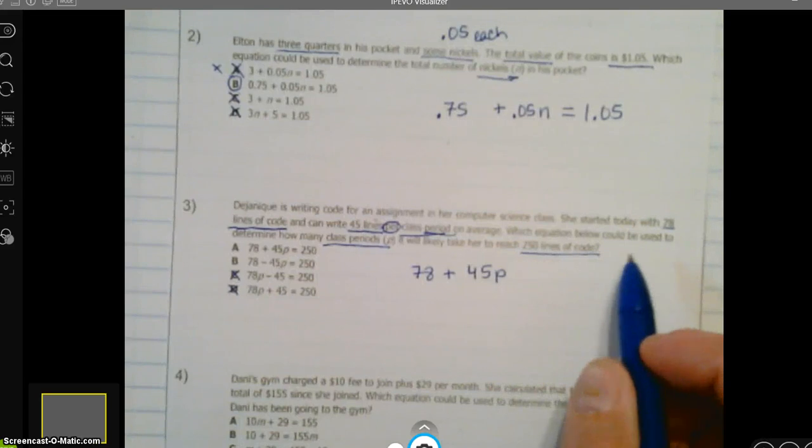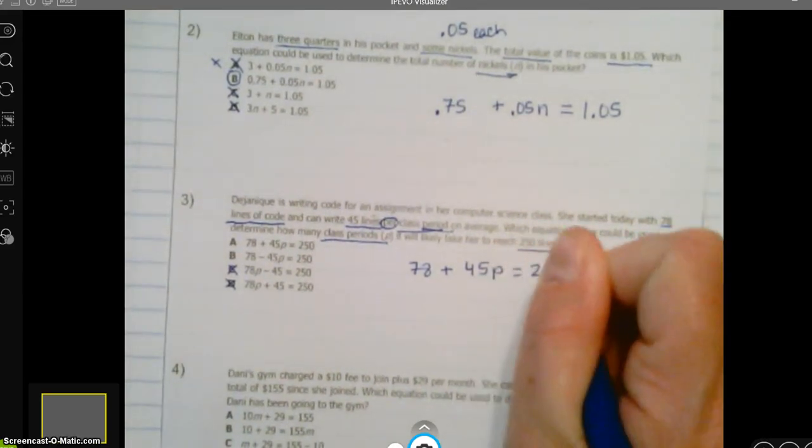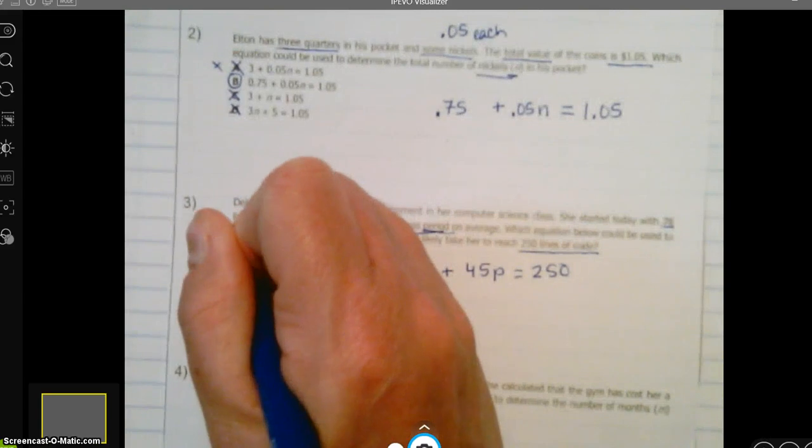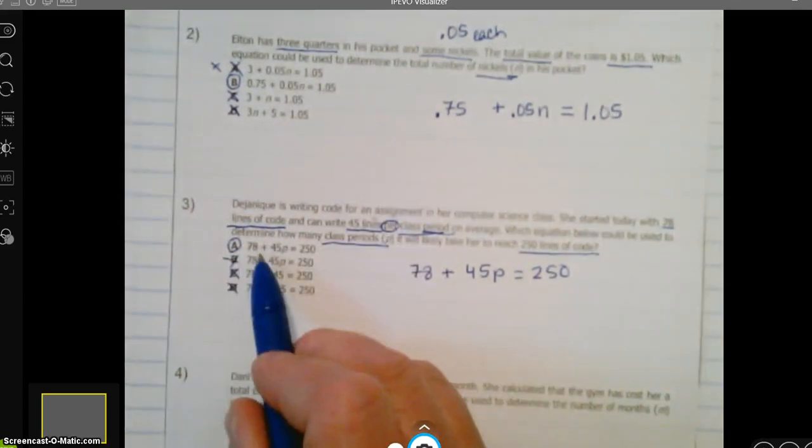Which equation can be used to find the total of 250 lines? So which one of these answers looks correct to you? Hopefully you can tell that it is A, because we have the plus, because she's gaining 45 lines. She's completing 45 lines for every class period. Last one, guys, and we are almost done.